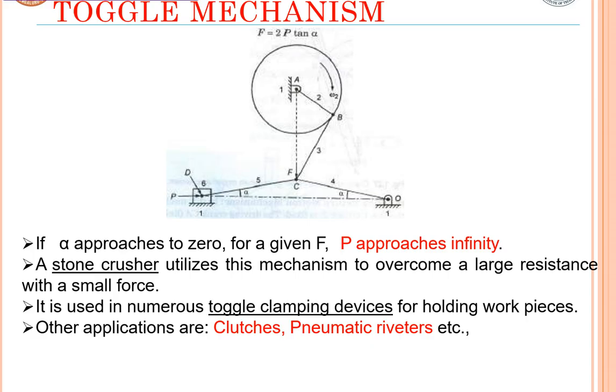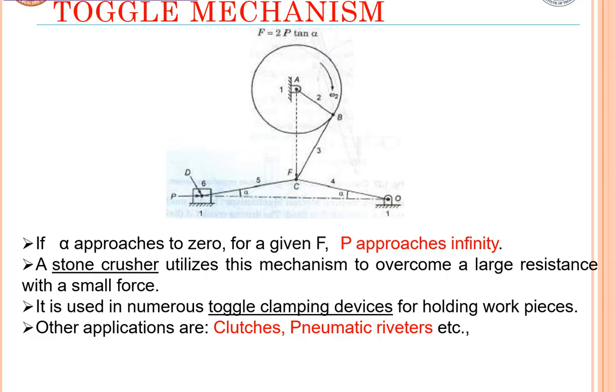So further, we'll be going with the toggle mechanism. In the toggle mechanism here you can see alpha, the angle which has inclination with respect to point O, and the other constraint with respect to link 4 and link 5 has an equal angle. This type of mechanism is used in stone crushers, where we have to overcome large resistance with a small force. Toggle clamping devices are meant for holding the workpieces. This type of application is extended to clutches and pneumatic rivets.